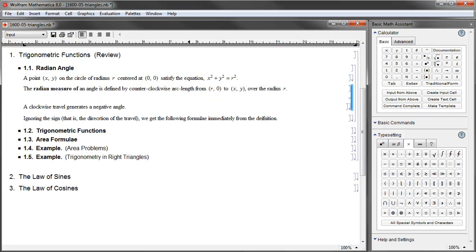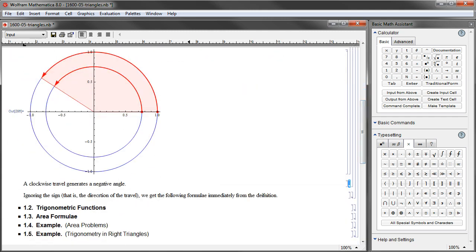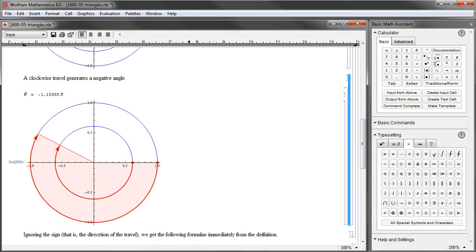Now, how did we define the radian measure of the angle? Here's a visualization. We define the radian measure of the angle as a counterclockwise arc length from the starting point (r, 0) to the terminal point (x, y) over the radius r. In this case, we are looking at two different radii, but the angle is the same as long as those two terminal points are aligned on the same terminal ray. If we move clockwise, then the angle is negative.